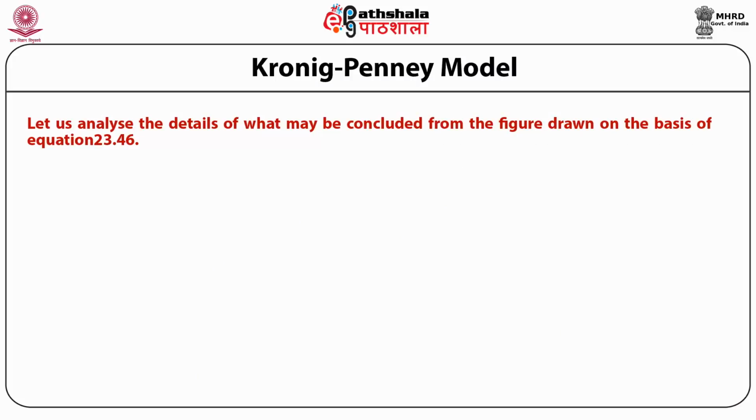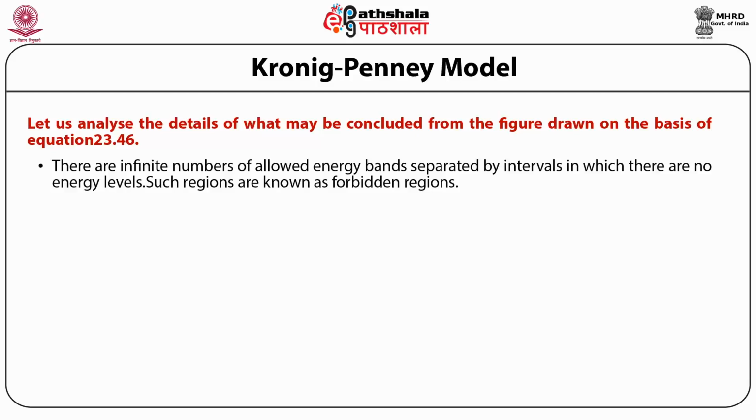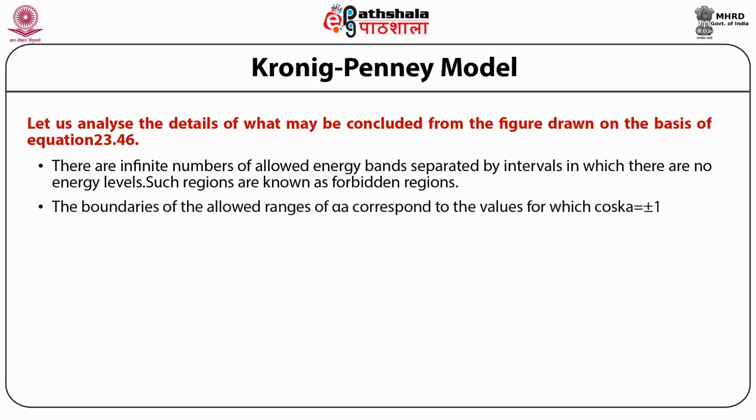Let us analyze the details of what may be concluded from the figure drawn on the basis of equation 23.46. Number 1. There are infinite number of allowed energy bands separated by intervals in which there are no energy levels. Such regions are known as forbidden regions. The boundaries of the allowed ranges of alpha a correspond to the values for which cos ka is equal to plus minus 1. That happens if ka is equal to n pi or k is equal to n pi by a, where n is equal to 1, 2, 3, etc.